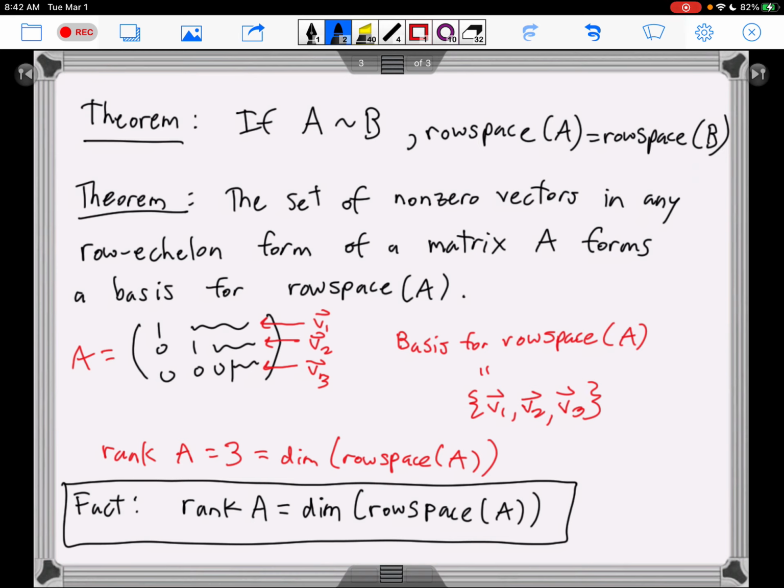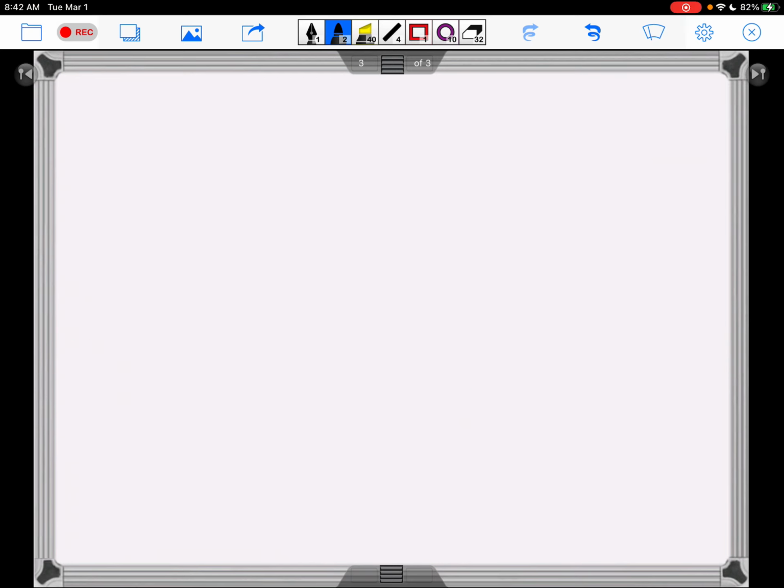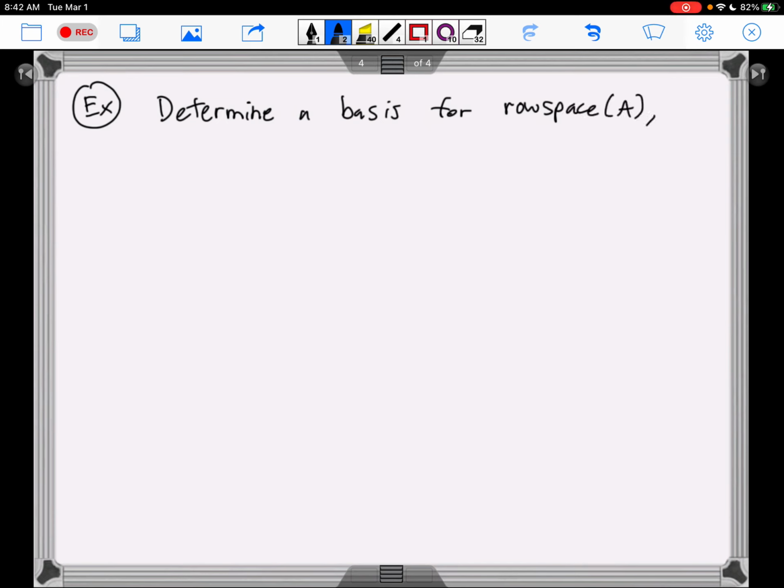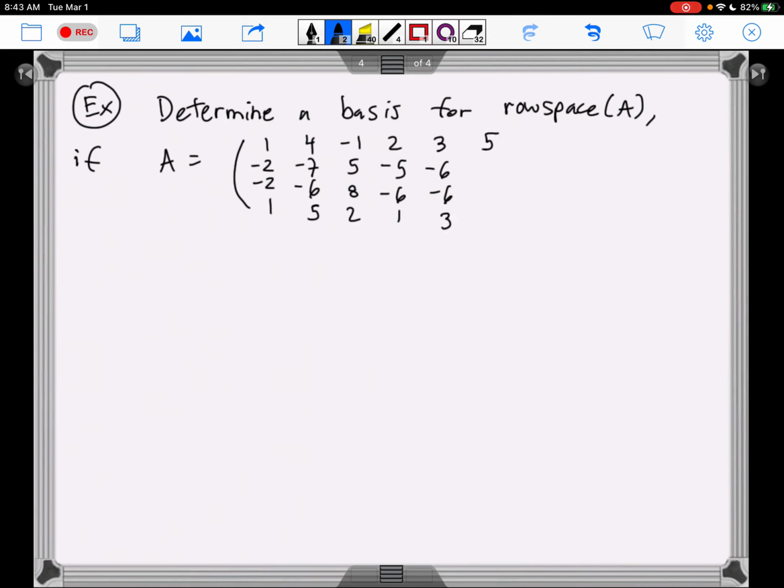Okay, so let's go ahead and do an example. Determine a basis for the row space of A if A is equal to the following matrix. 1, -2, -2, 1, 4, -7, -6, 5, -1, 5, 8, 2, 2, -5, -6, 1, 3, -6, -6, 3, 5, -9, -8, 6. Big matrix, right?